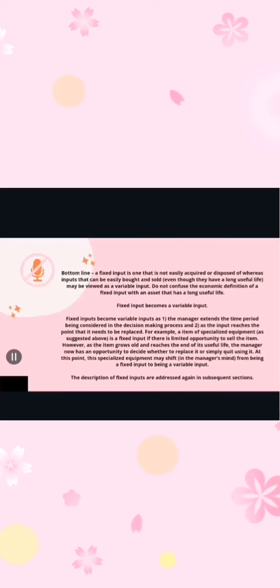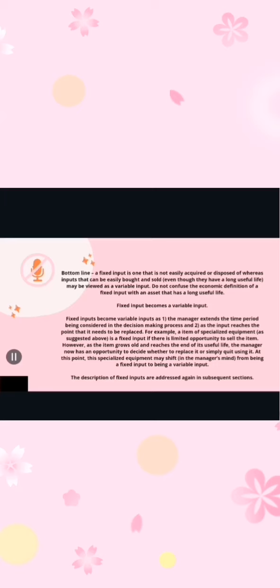Bottom line, a fixed input is one that is not easily acquired or disposed of, whereas inputs that can be easily bought and sold, even though they have a long useful life, may be viewed as a variable input. Do not confuse the economic definition of a fixed input with an asset that has a long useful life.